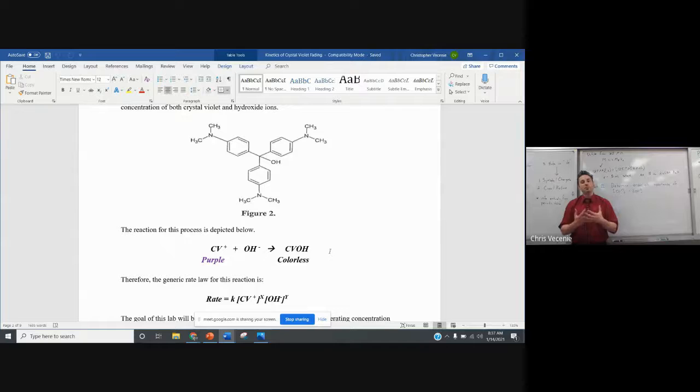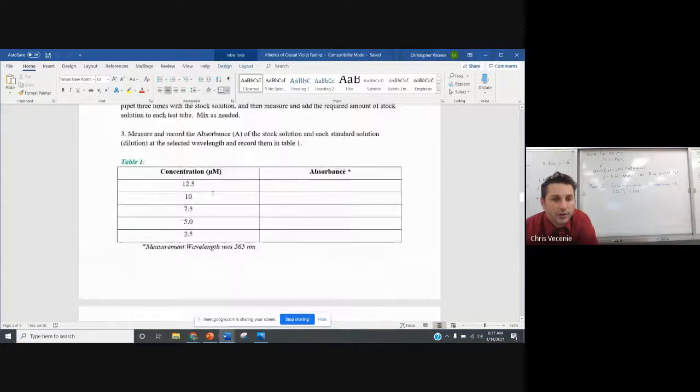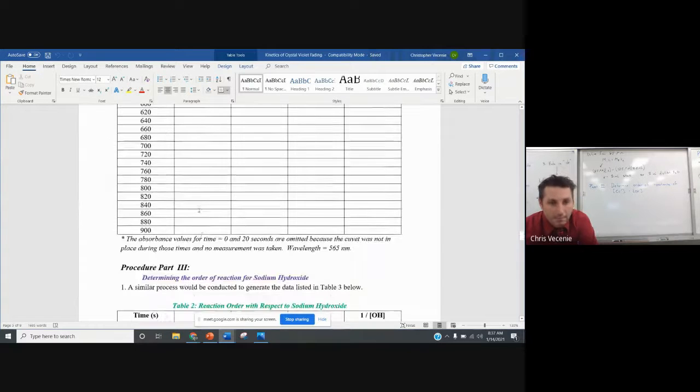We can measure how much purple there is, which is how much crystal violet's molarity is. That's what part 2 is all about. So what we'll do is combine the OH negative with the crystal violet. Then we'll take that cuvette, put it inside the colorimeter, and live monitor what its absorbance is over a series of time, for 900 seconds.